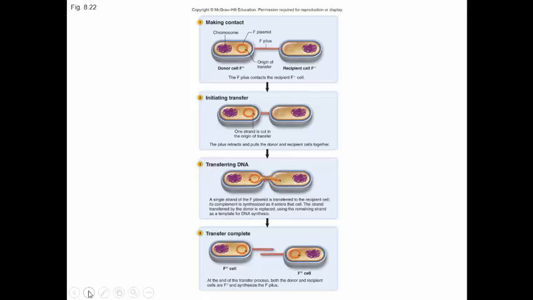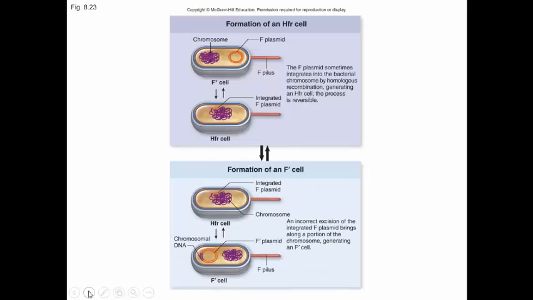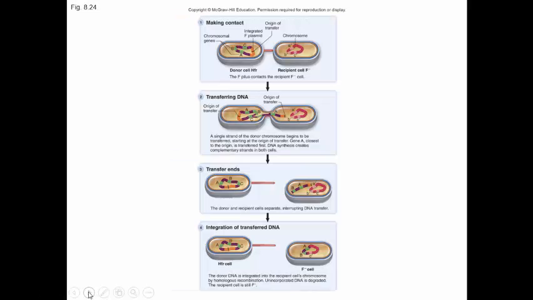Now, I hope that hasn't been too harsh on you, because you can see here, F is a major important characteristic, and you need to get this down very well. This is partly how you have a lot of bacteria picking up new and unique traits. And from here, you can see making the contact, transferring the ends, etc.